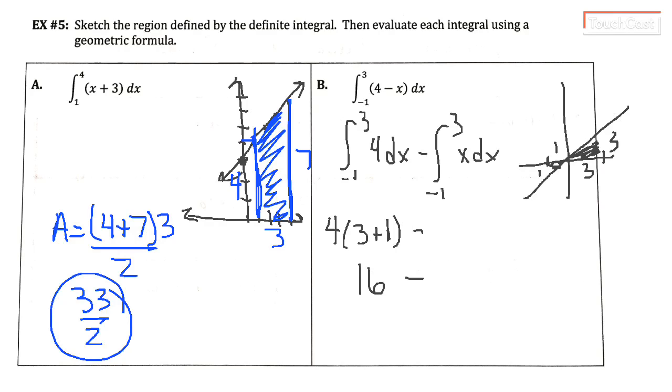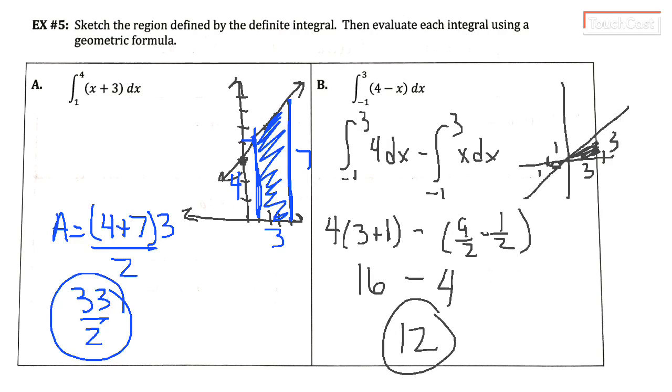So we're going to go 3 times 3, which is 9, divided by 2 minus, since the other part is below the x-axis, 1 times 1 divided by 2 is 1/2. Well, 9/2 minus 1/2 is 8/2, which is 4. So we're going to have 16 minus 4, which gives us a total area of 12 square units.